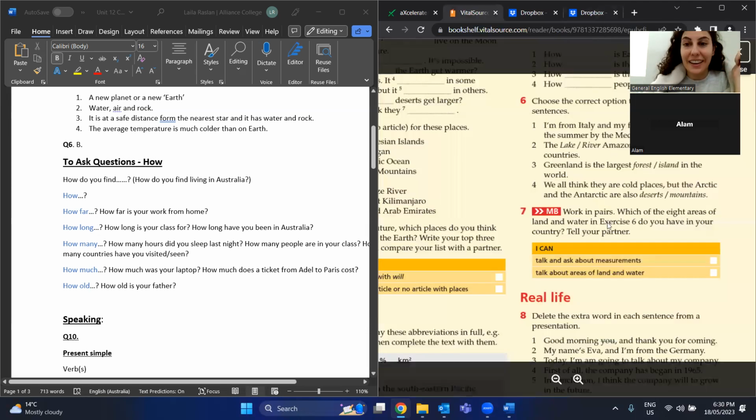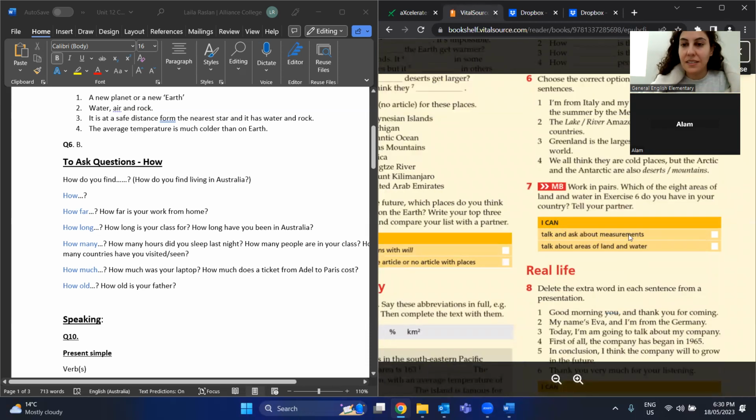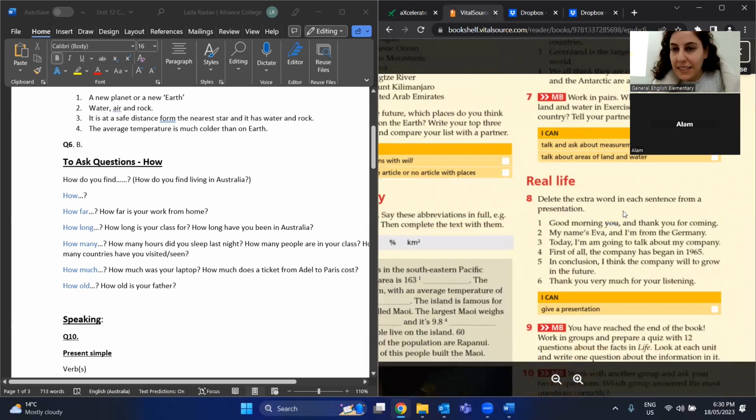Okay, then we had finished the test. So we can talk about measurements and about areas of land and water, because that's why we were talking about continents, oceans, rivers, lakes, mountains. Let's delete the extra words from number 8. So number 1, Roxana, which word, well, it did it for us. Good morning and thank you for coming. So this is when we looked at presentations. So there's a lot we did in this unit. So remember we did presentations, and to introduce, to welcome, we say good morning and thank you for coming.